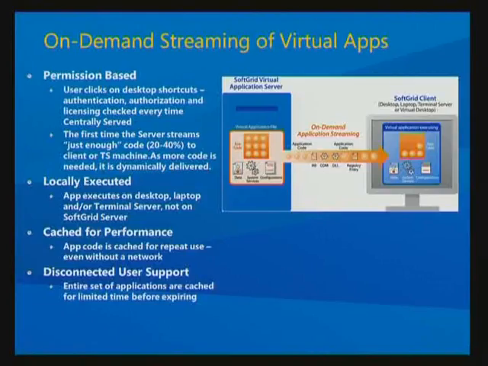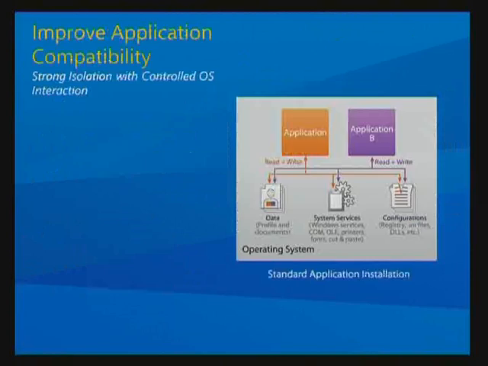And you'll see where I'm going with this in a moment. The key is it's always locally executed, and it's always cached for performance. So we cache the files. So if somebody goes offline, as long as they don't want to do anything additional that they haven't done before with the application, they can continue working on a desktop. Now, you can choose to cache the whole set of applications down to a single workstation.